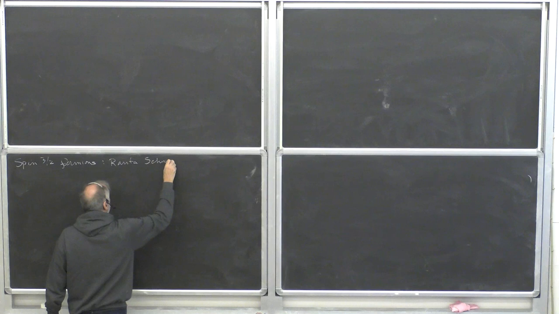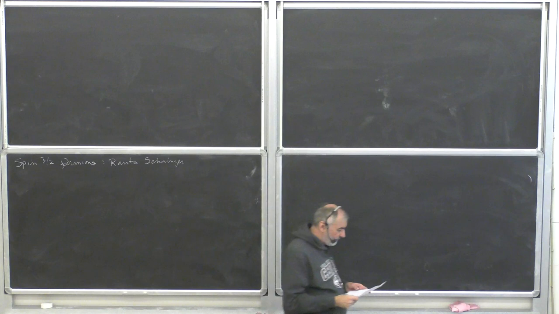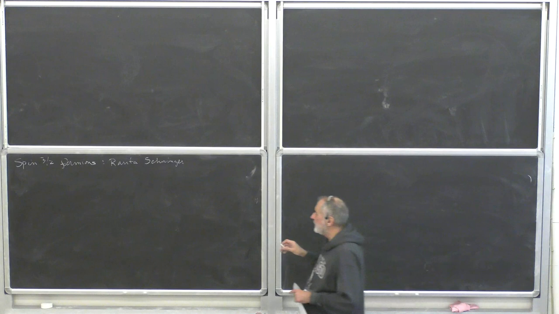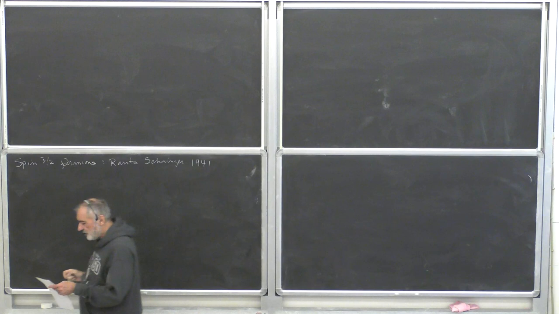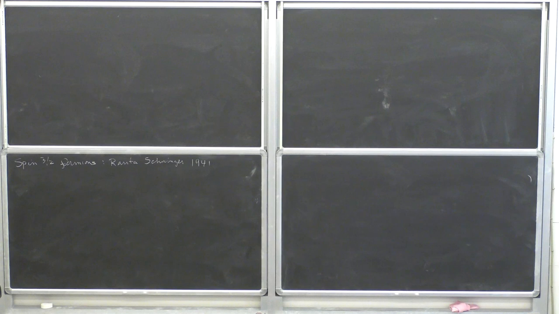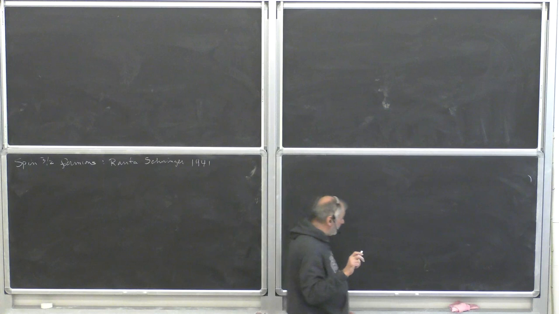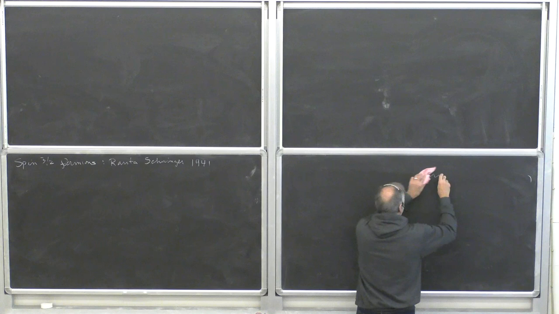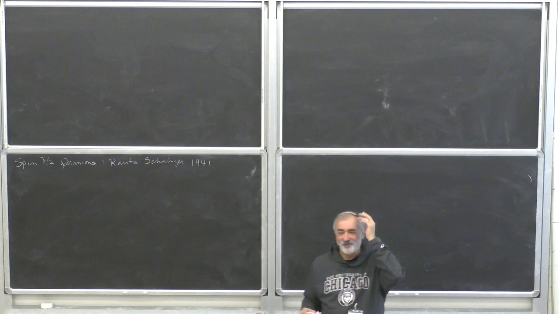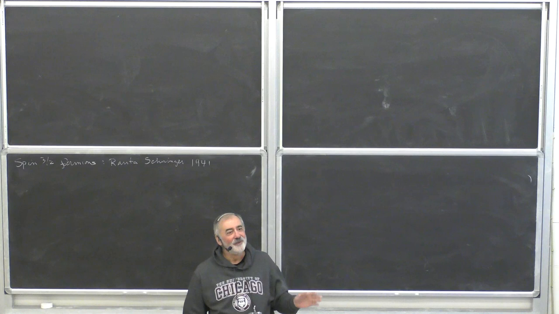Rarita-Schwinger. I assume everyone's heard of Schwinger at least. And they did this in Minkowski space in 1941. So it's not a new idea. I went to a lecture on Rarita-Schwinger fermions given by Schwinger when I was in graduate school. And Schwinger would lecture with chalk in one hand and an eraser in the other hand, and he'd write like this. You had to be really fast taking notes when Schwinger was lecturing, and he talked really fast too. I didn't learn it from Schwinger. I should have, but I didn't.